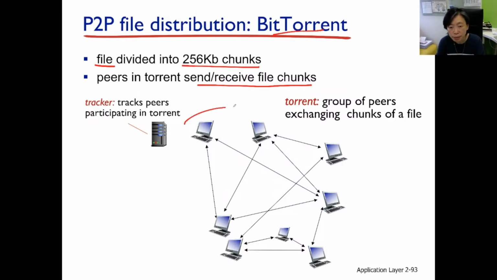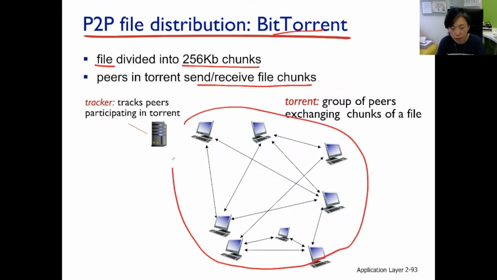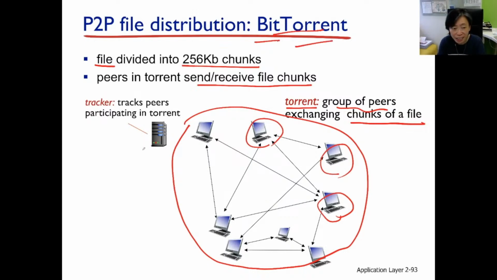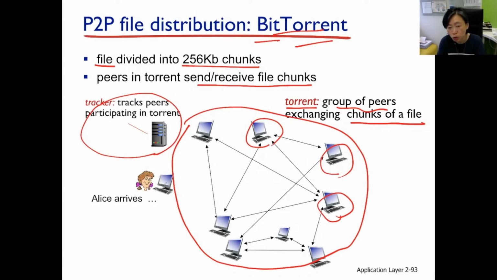So here's an illustration of the P2P network. Each of these is a peer, and the group of peers form a torrent. And they exchange chunks of a file. So that's BitTorrent. Now, there's one more entity. It's called a tracker. This machine here is to bootstrap the process of having a new user, a new peer, joining the torrent.